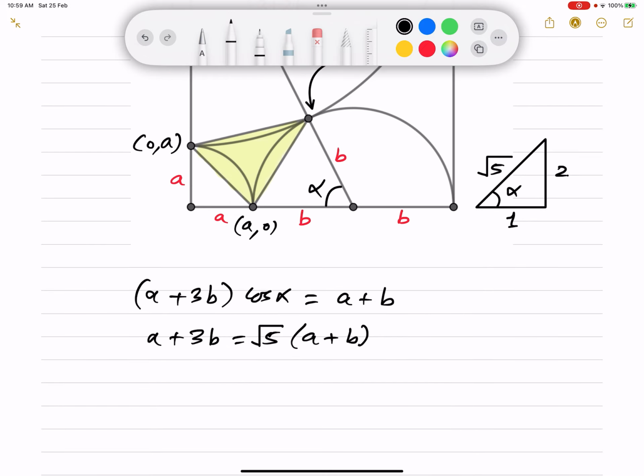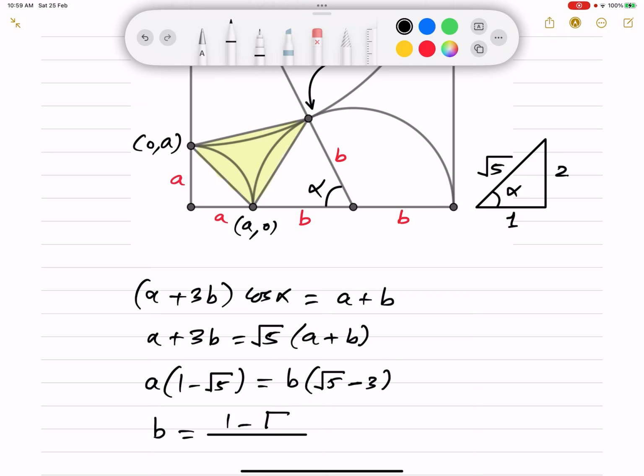Now, from this equation, we can find a relationship between B and A. If we move the A on the right-hand side to the left-hand side, that's going to give us (1 minus the square root of 5) A, and B is going to give us (the square root of 5 minus 3) B.